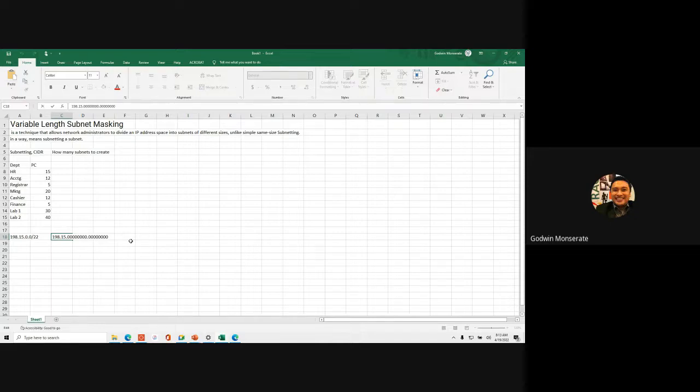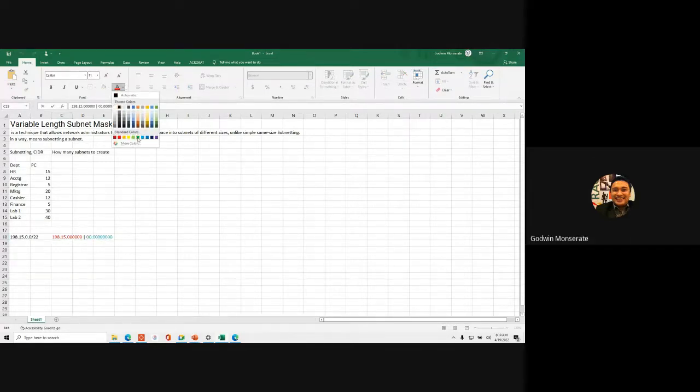So 1, 2, 3, 4, 5, 6, 7, 8. We have 8 bits. We are going to find the 22nd bit, so this is 17, 18, 19, 20, 21, 22. Why do we need to do that? So that we can separate those bits that cannot be used from the bits that we can still convert to become a subnet.